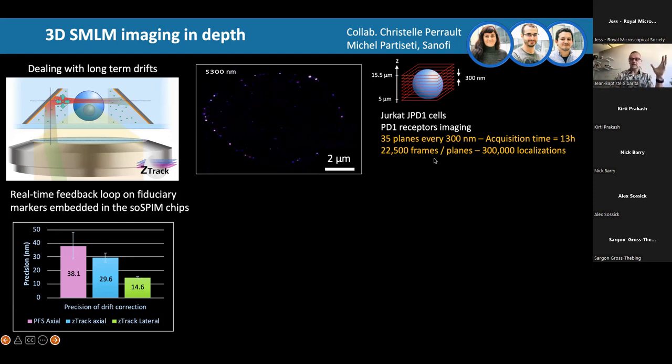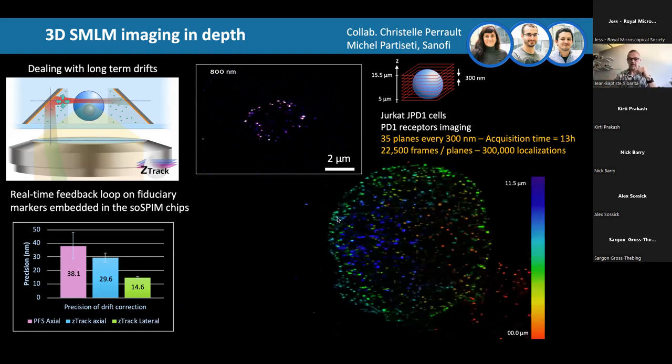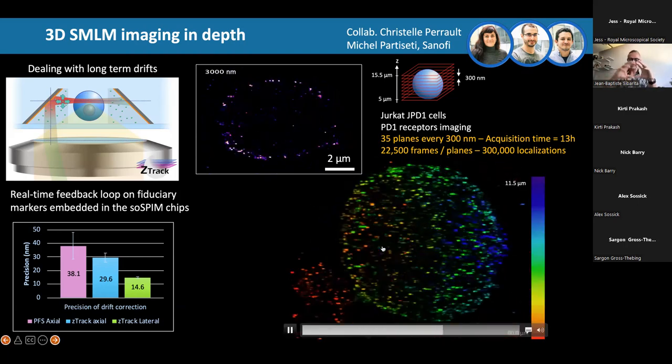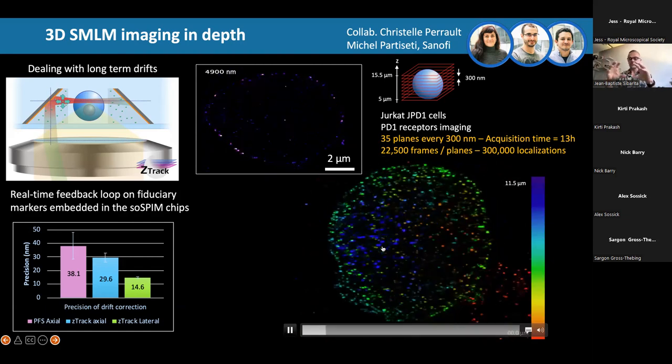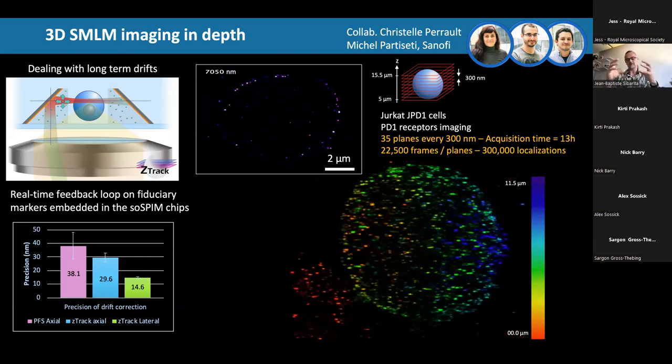Which is a good tour de force in the sense that our system is able to be as precise as needed to do that. But of course, now we are trying to improve the overall system to make it faster. So we know the sample is stable, but if we want to produce biology from that, it can take some time. However, we have this capability and we're really happy with that. And now we can really have access to the entire distribution of the receptor at the cell surface.